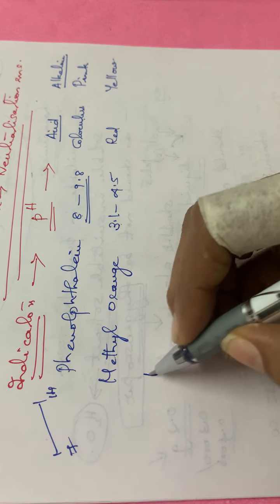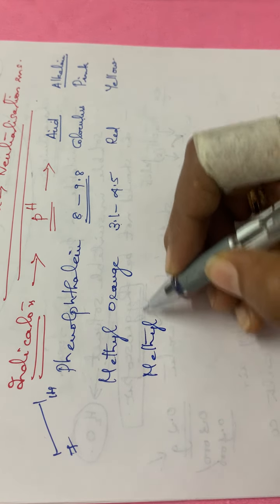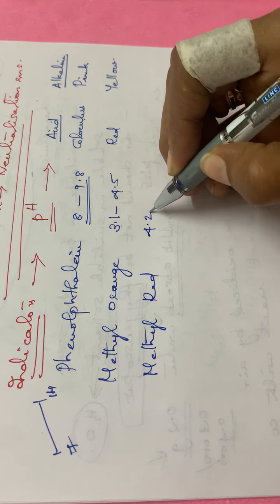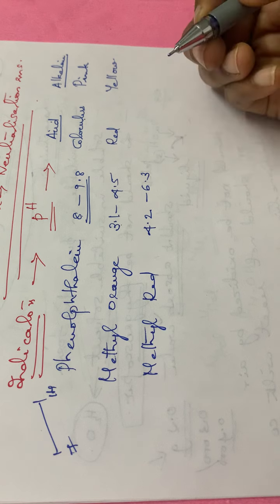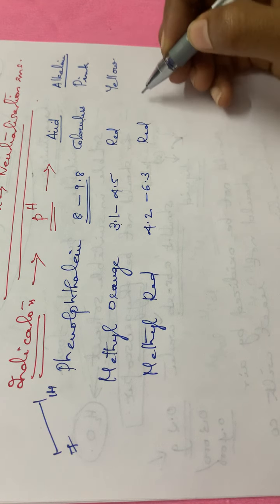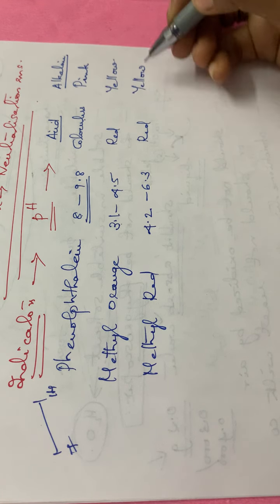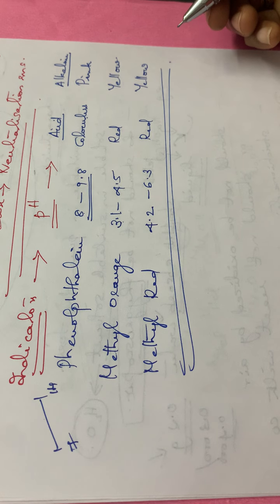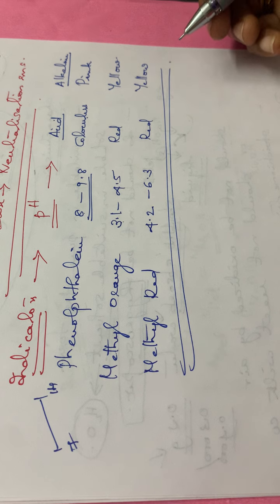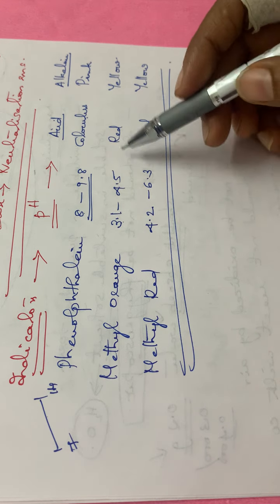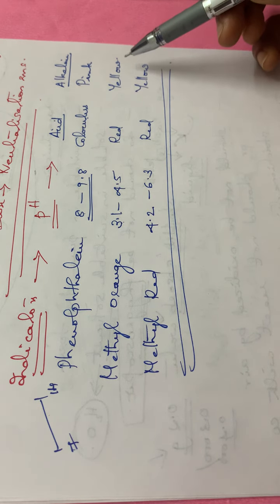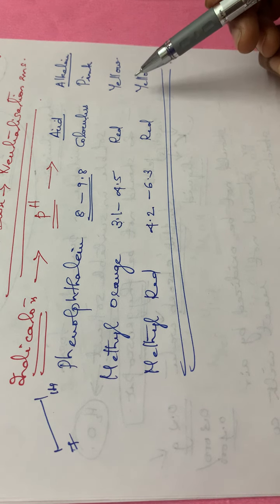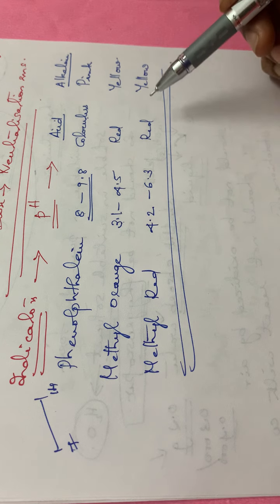Then another commonly used indicator is methyl red. The pH range of methyl red is between 4.2 to 6.3. The color is red in acid, and here it is yellow. So these are some of the commonly used indicators. Many indicators are there, varying at different pH. You have to keep in mind these values and also the color change. These are commonly used by us. So this is a brief introduction about indicators.